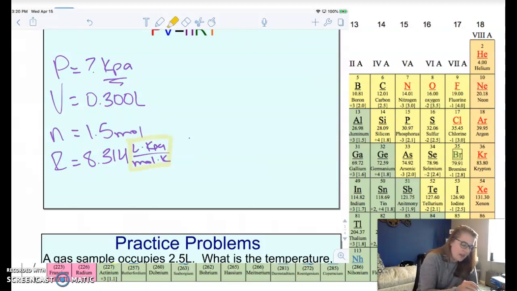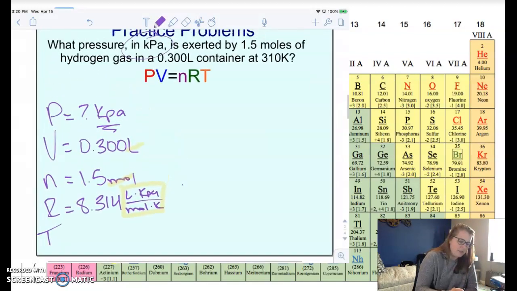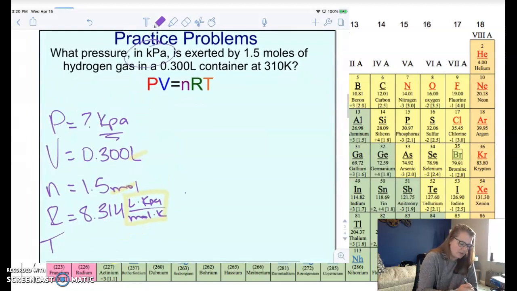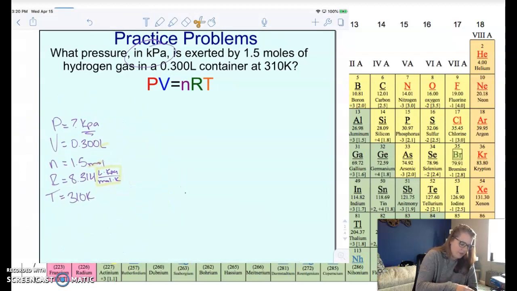So you know how I wrote like 0.300 liters and 1.5 moles? That's R's unit, that big icky thing. You'll see how that plays out here in just a second. T is temperature, and that for this problem was 310 Kelvin. Okay, so these are all my variables.